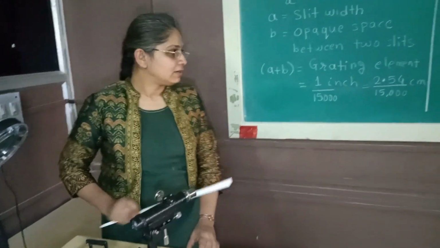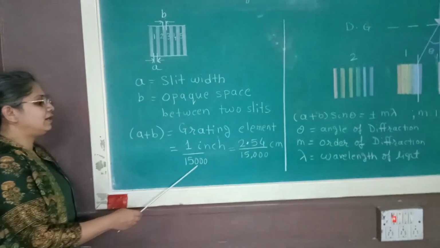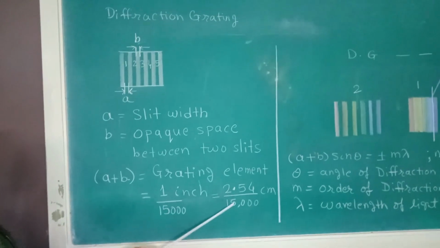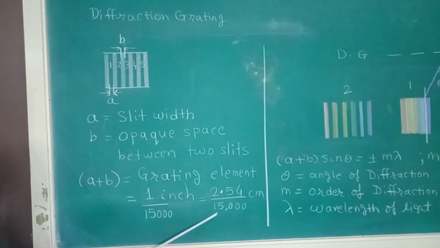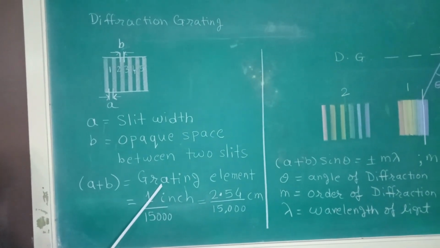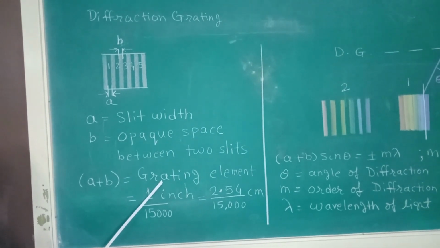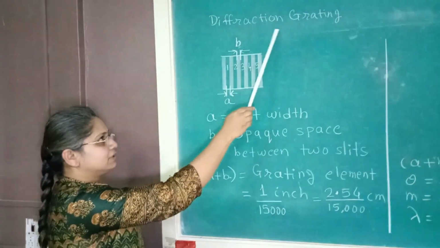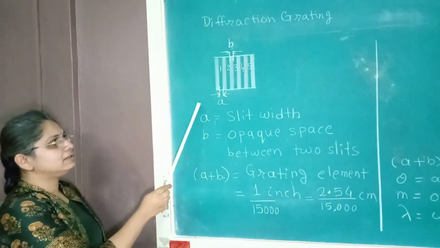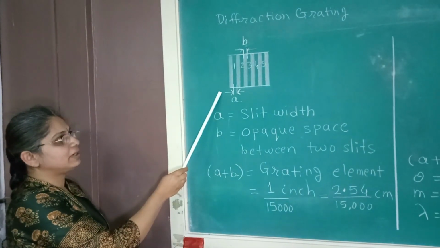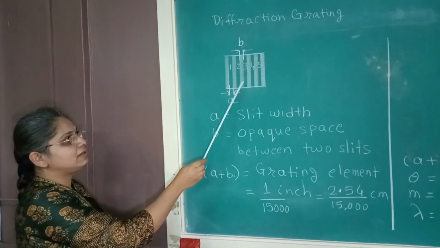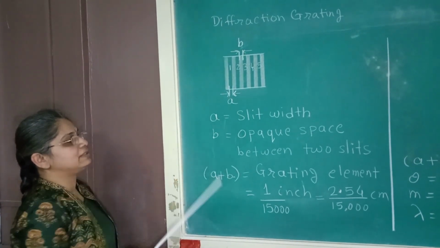So the grating element will be 1 inch divided by 15,000, that is 2.54 centimeter divided by 15,000. Grating element is nothing but the smallest element of the diffraction grating. Basically, a diffraction grating is nothing but an arrangement which consists of many parallel slits with equal spacing.